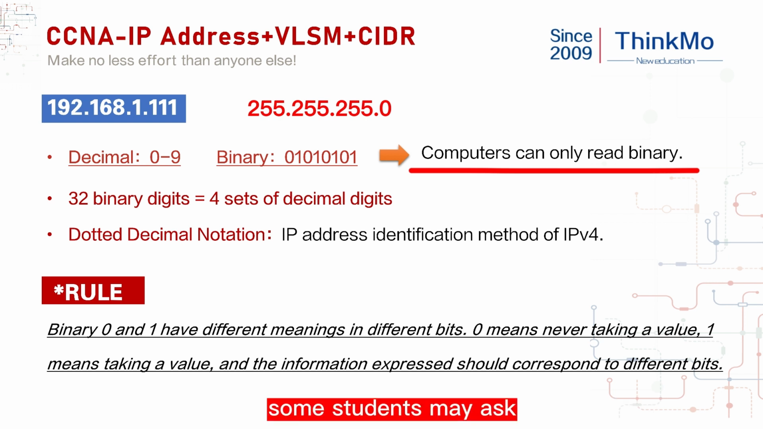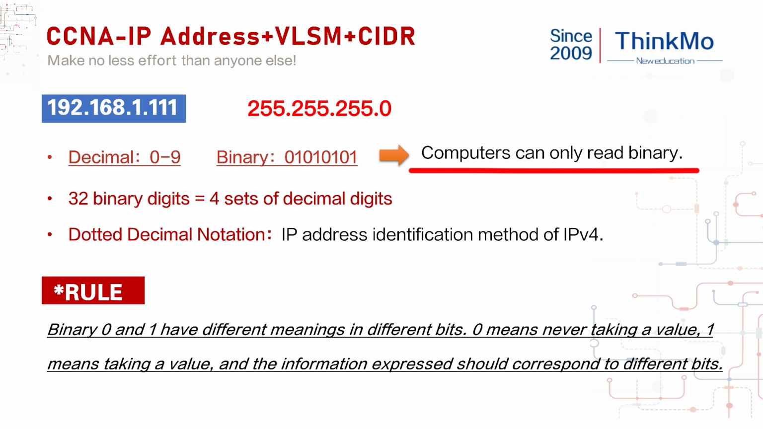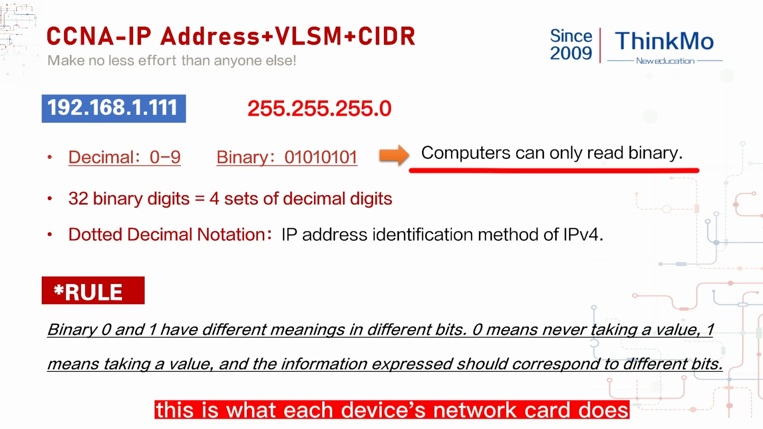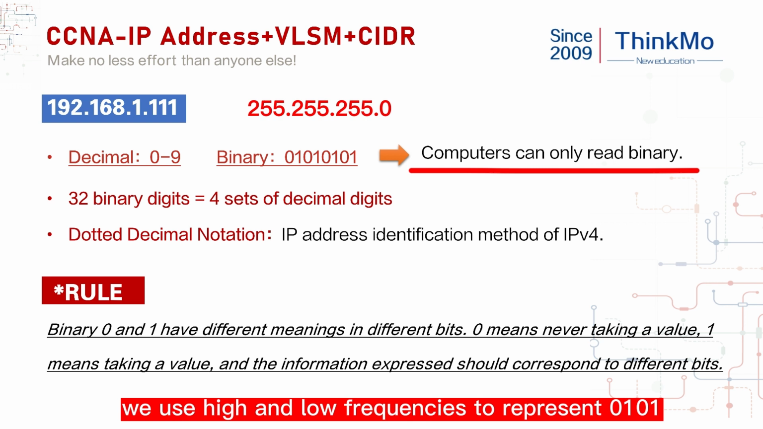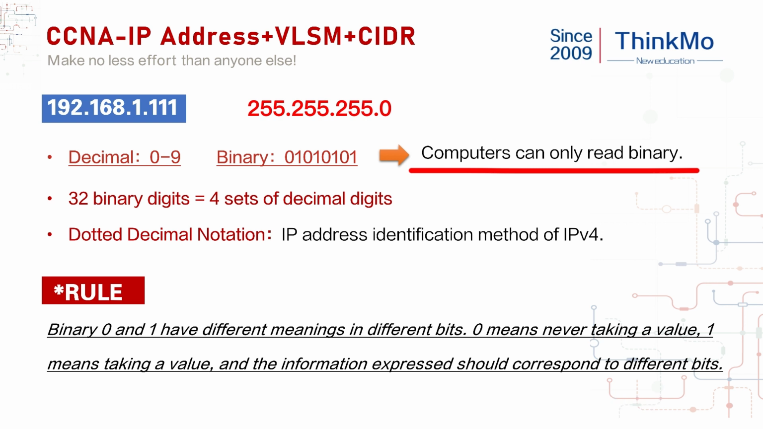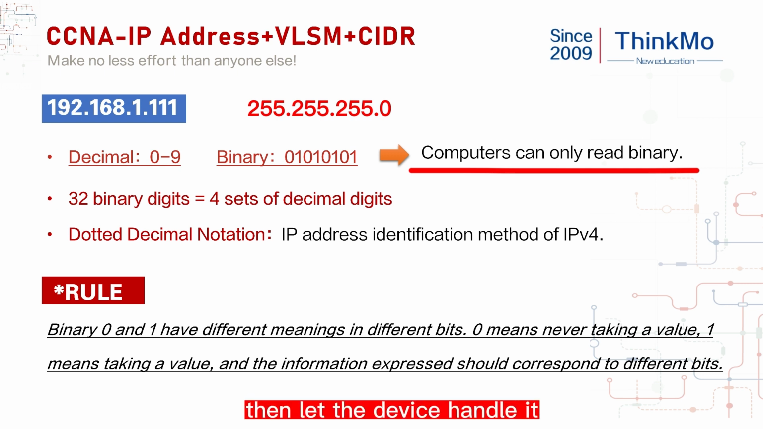Some students may ask, how did the 0101 pass, since the computer can only recognize 0101? After that signal is transmitted on the physical link, how did it become 0101? This is what each device's network card does. Such as electrical signals, we use high and low levels to represent 0101. Then it is converted by the network card, finally converted to binary, and then the device handles it.